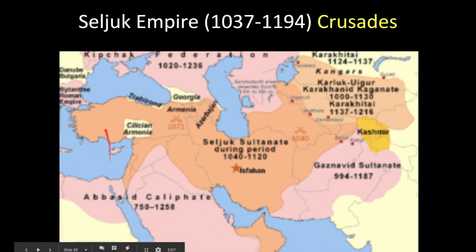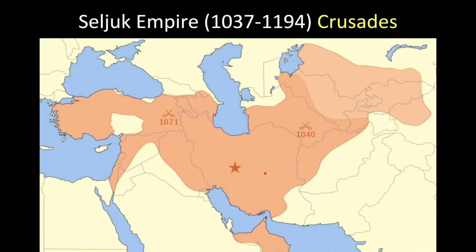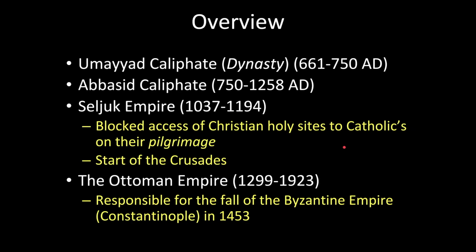And you can kind of see it. It's really blurry, but this is the Byzantine Empire. Okay, and they retreat all the way up until Constantinople, which is literally where my red dot is. That's Constantinople. The Seljuk Empire is the red, or the orange, sorry. The Seljuk Empire blocked access to Christian holy sites to Catholics on their pilgrimage.